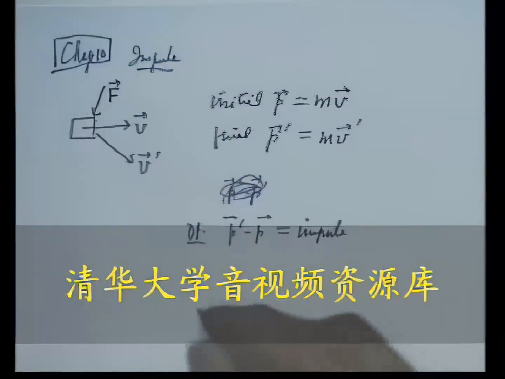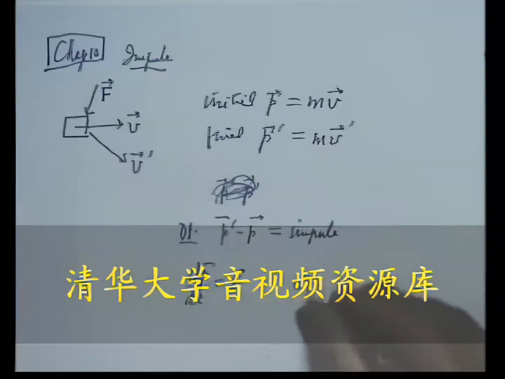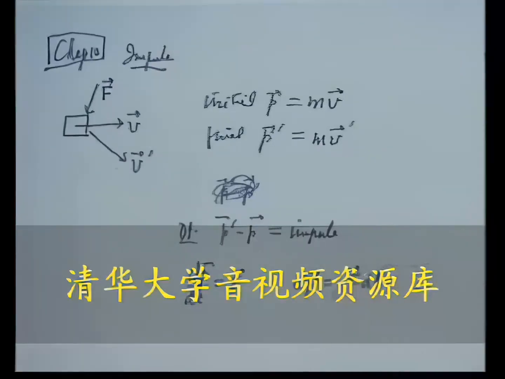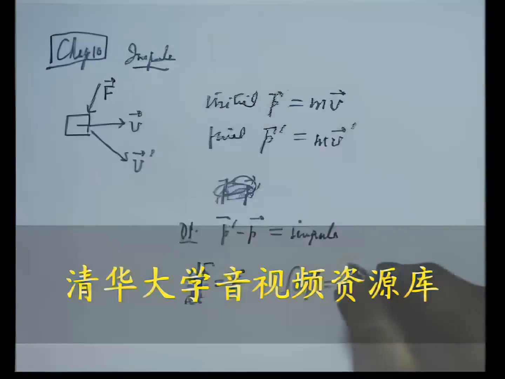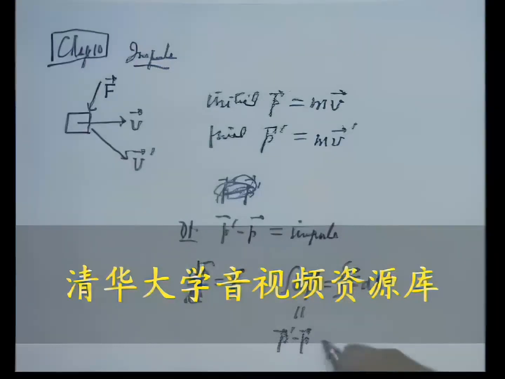Now dp/dt is equal to the external force. So dp is equal to F dt. If I integrate both sides, the left side is final p minus the initial p, and that is the impulse. So the impulse is equal to this. So we define the impulse to be the change, the total change of momentum.